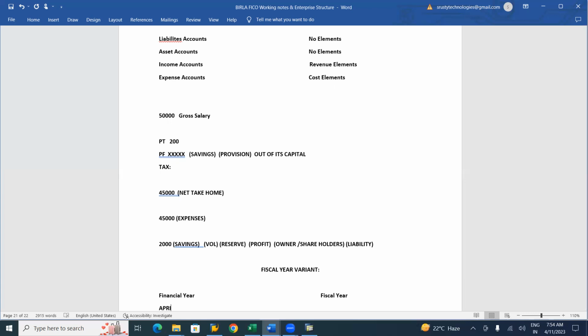Normally, the Indian financial year is April to March. Clear? So I'll take it like this: 1st April 2023 to 31st March 2024. Correct?